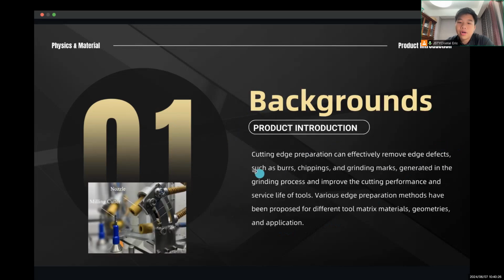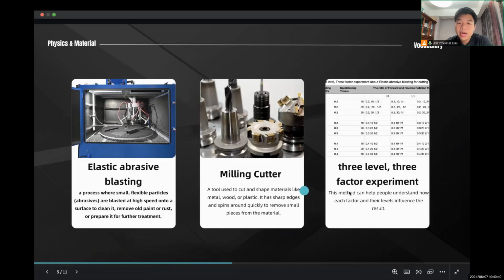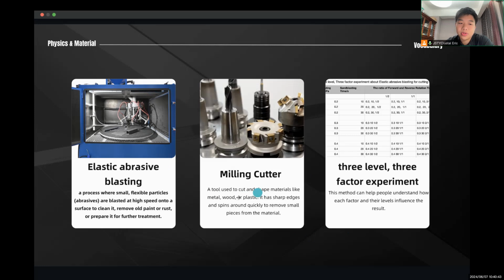Secondly, some background. Cutting-edge preparation can effectively remove edge defects such as burrs, chipping, and grinding marks. And various edge preparation methods have been proposed for different tools, materials, geometries, and applications. And here are three essential terms that you need to know.